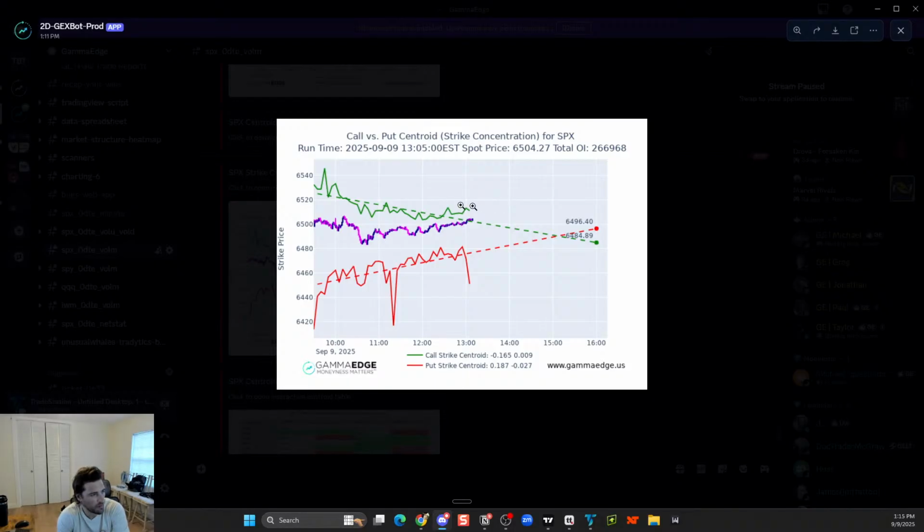Right, but yeah, kind of inferring what the centroids are doing right now. They're starting to level out here. We just want to see a continuation higher. If not, then likely going to get some kind of grind sideways, sideways to higher drift throughout the rest of the session.